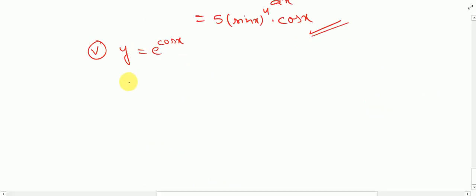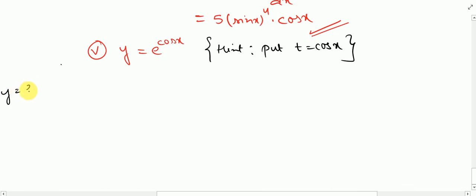Question 5, y equal to e to the power cos x. This can be done by chain rule, so I will give you the hint. Put t equal to cos x. When you put t equal to cos x, you will get y equal to e to the power t and t equal to cos x. So here you are getting two functions: t is a function of x, y is a function of t. You have to differentiate t with respect to x, y with respect to t. Then you have to use chain rule, that means dy upon dx is dy upon dt into dt upon dx.